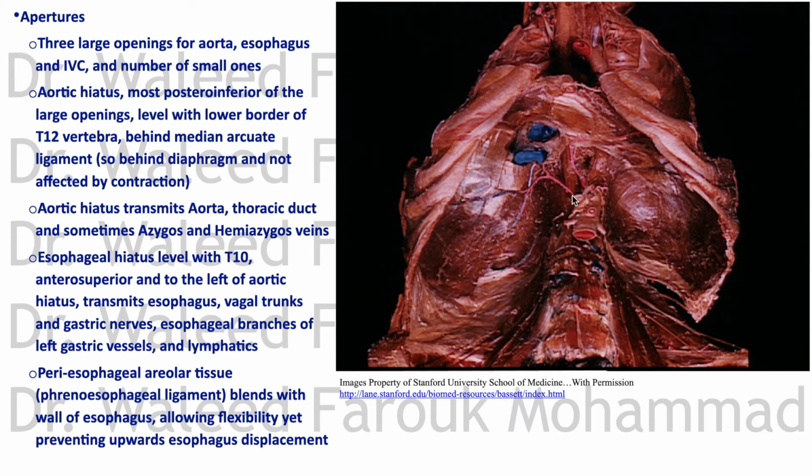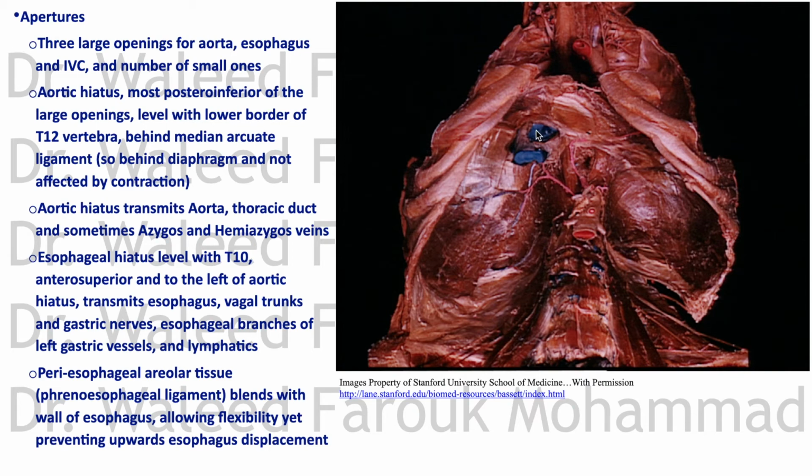pass through this opening. The left gastric artery passes through this opening, and this will be considered because of the venous drainage. This is one of the points where portosystemic anastomosis happens. Of course, you are familiar with the esophageal varices, because of the portosystemic anastomosis. We will talk about it in detail in the abdomen. So it's the esophagus with the nerves on top and below, the anterior and posterior vagal trunks, and their branches, the gastric branches, and the branches of the left gastric vessels.